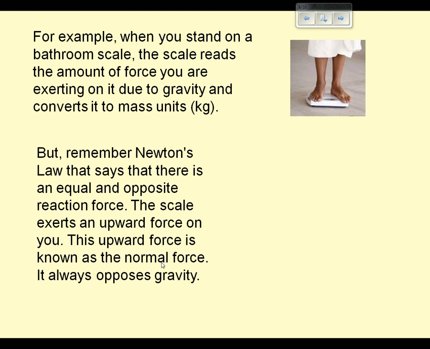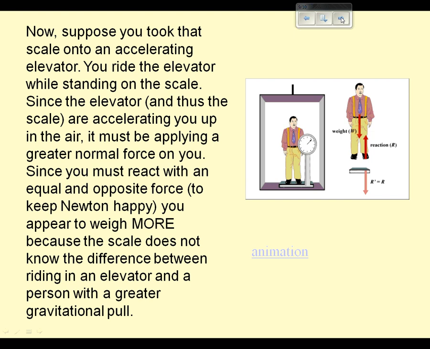Here's a gentleman wearing suspenders on an elevator with a bathroom scale. Yeah, wearing yellow pants. Suppose you took that scale onto an accelerating elevator. You ride the elevator while standing on the scale. Since the elevator and thus the scale are accelerating you up in the air, there's an acceleration that must be applying a greater normal force on you. Since you must react with an equal and opposite force to keep Newton happy, you appear to weigh more, because the scale doesn't know the difference between riding in an elevator and a person with a greater gravitational pull, right?